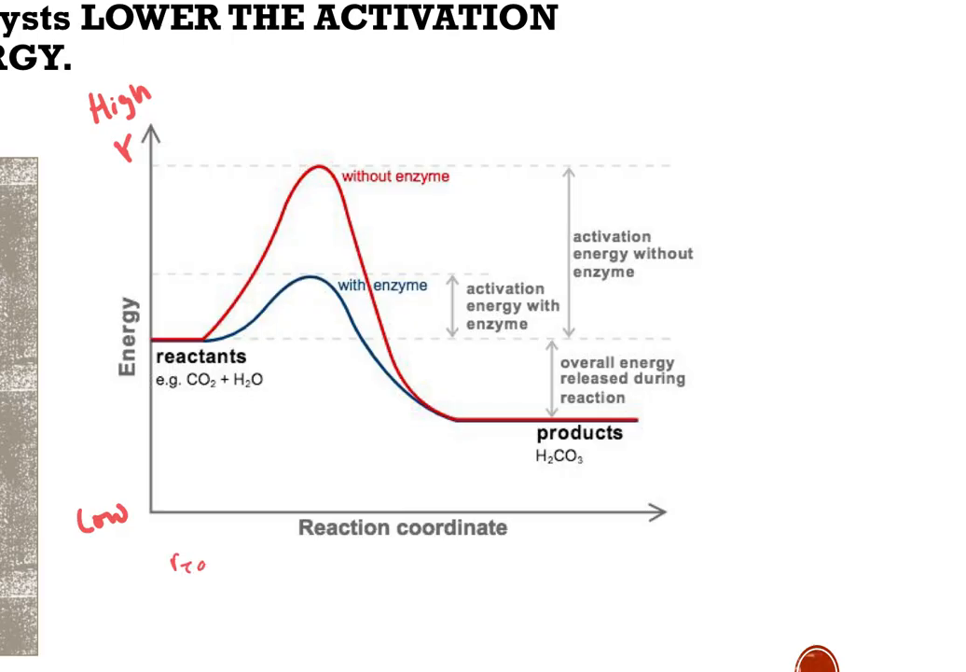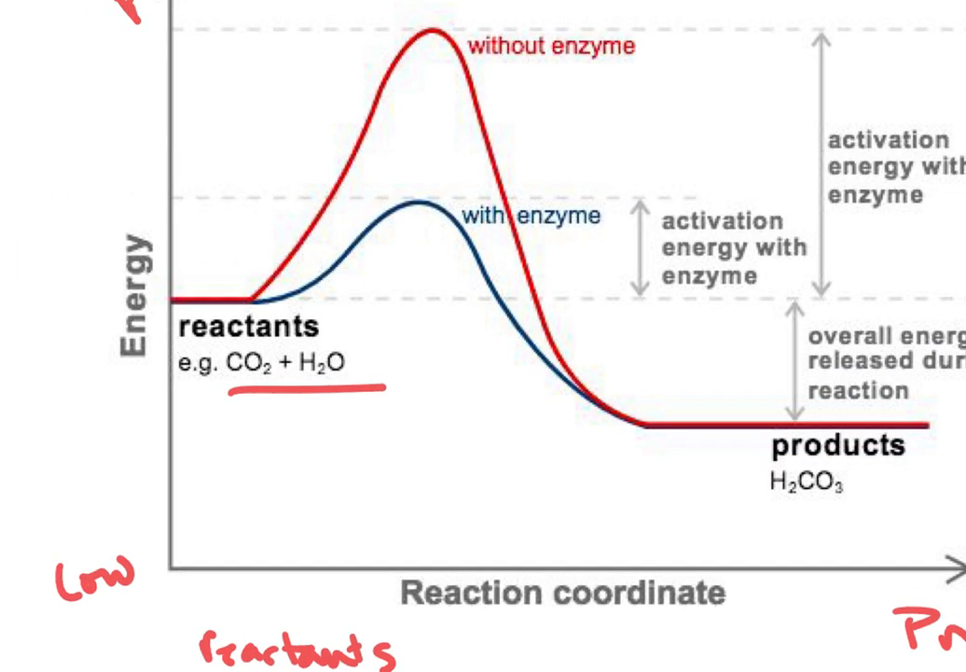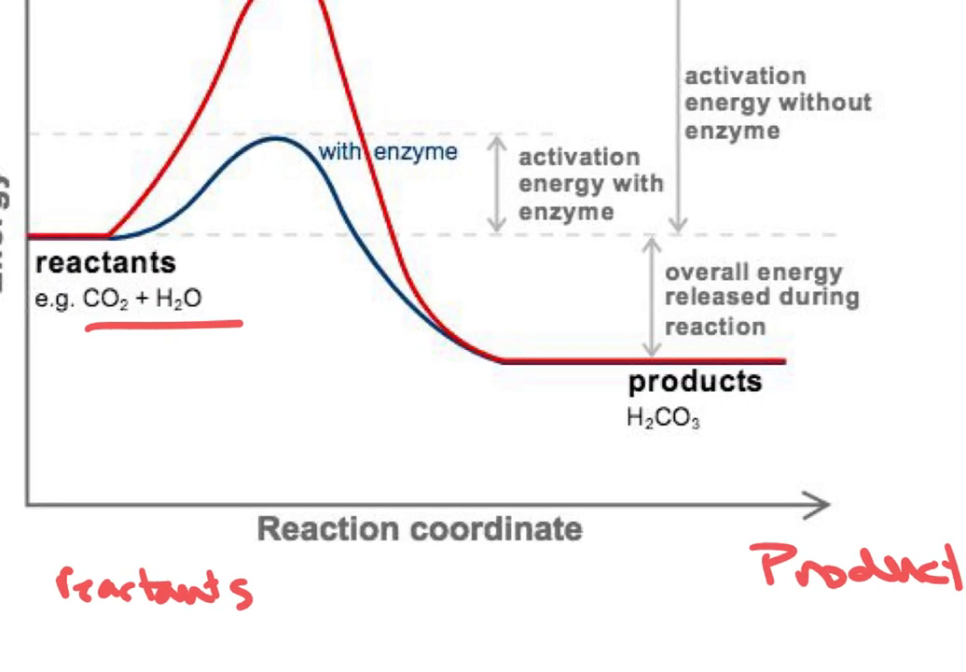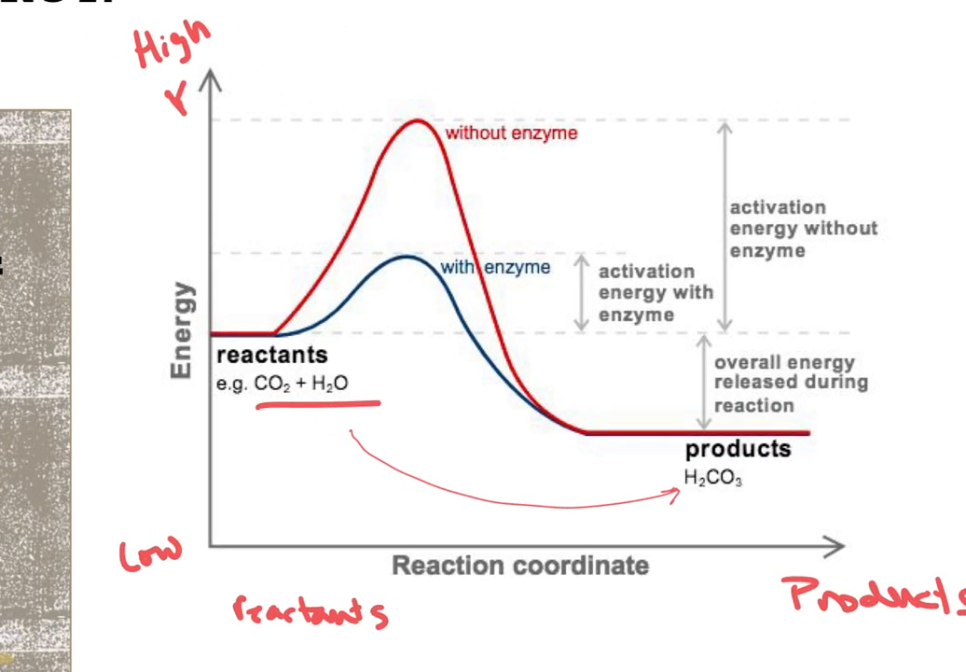So here I'm going to have my reactants. In this case, we're having CO2 and water. And then over here will be my products. So this would be over time if we're looking at it. CO2 and water are pretty stable. We want them to break apart and then combine into this carbonic acid type of compound, H2CO3. So by itself, this would take a lot of energy to get this to occur.